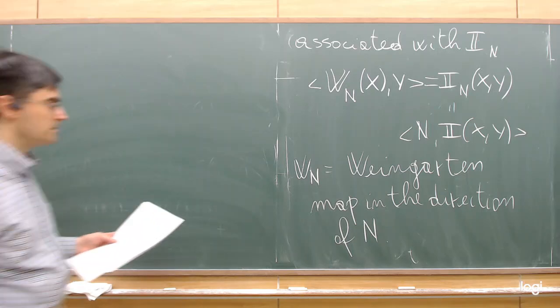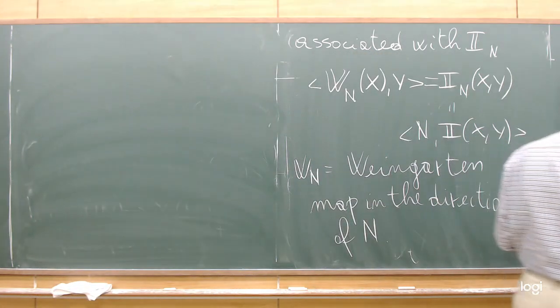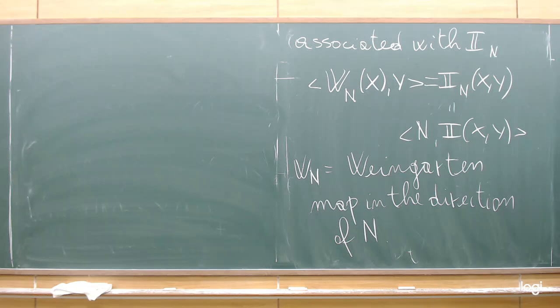It is clear that this is a smooth bundle homomorphism from TM into itself, because W_n is linear over C^∞(M), and this is a consequence of the fact that the second fundamental form is bilinear over C^∞(M).